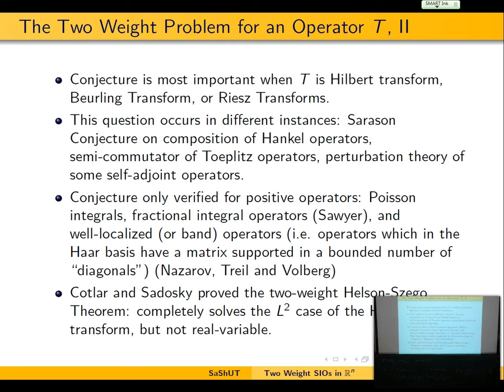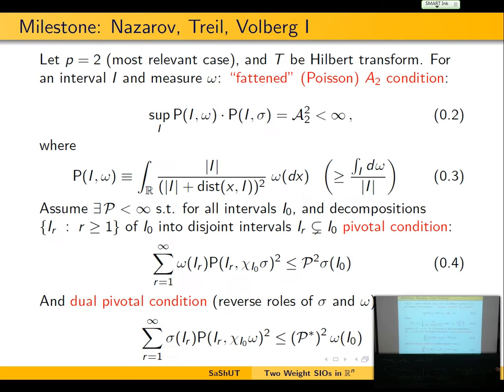Now, if you look at the L2 case for Hilbert, there is a characterization by Cotlar and Sadosky, but it's not real variable. We're trying to get real variable. I will explain in a moment what kind of characterization we want. So the first milestone in this area, in this approach, was given by Nazarov-Treil-Volberg.